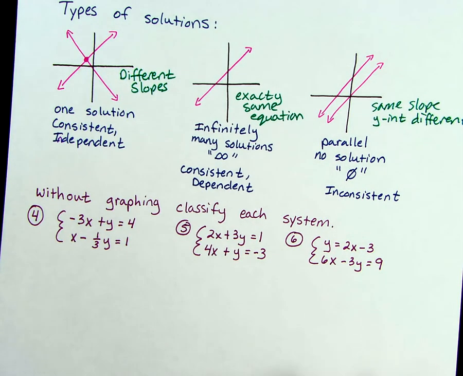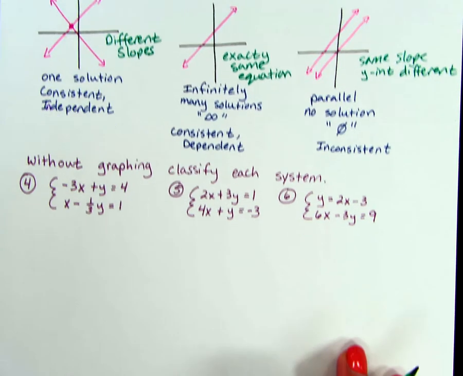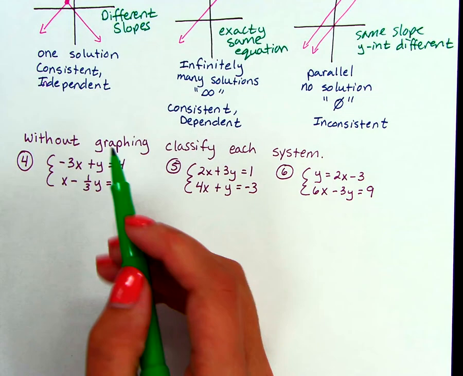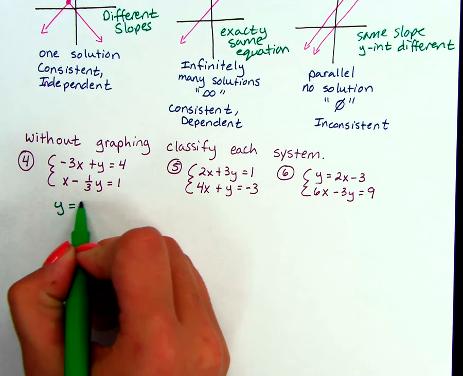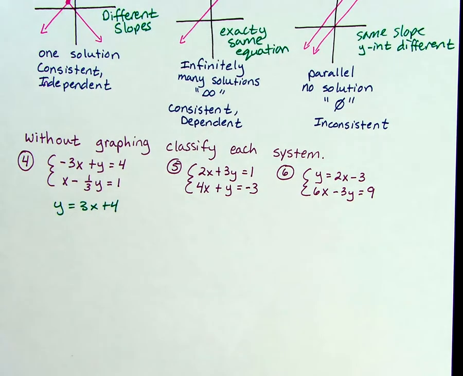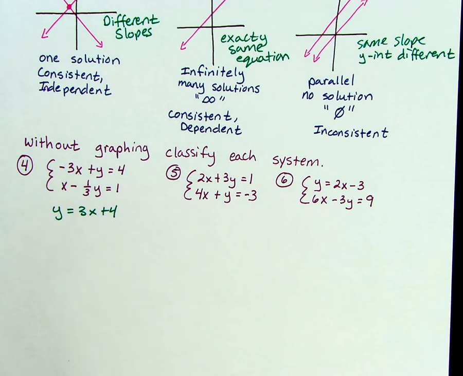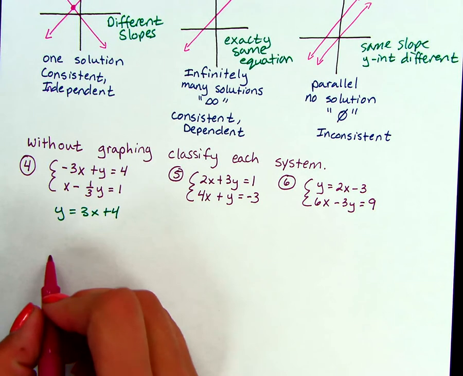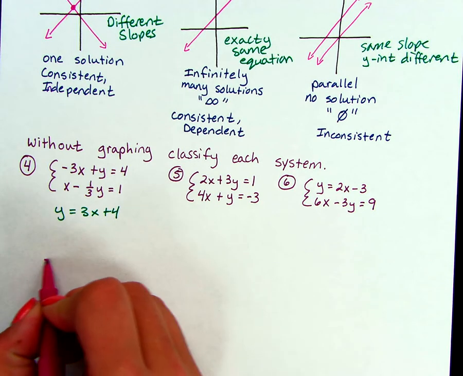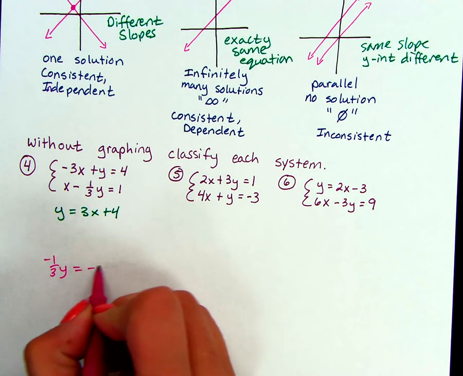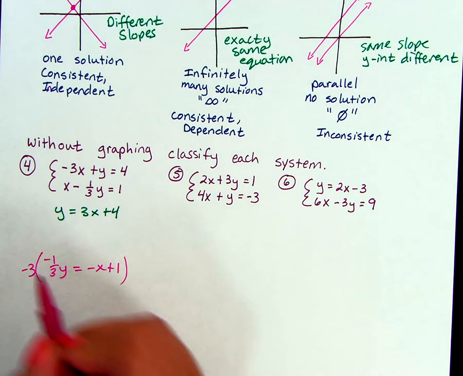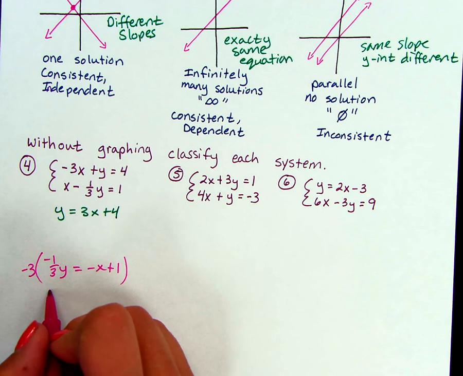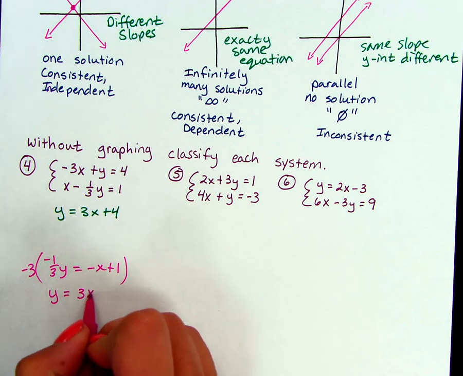So when we're classifying, our first step is to solve each equation for y. For this top equation, if we solve for y, we would add the 3x over, so we'd have y equals 3x plus 4. For the second one, we would start by subtracting the x, so we'd have negative 1/3 y equals negative x plus 1. Then to get y by itself, we multiply everything by negative 3, which gives us y equals 3x minus 3.